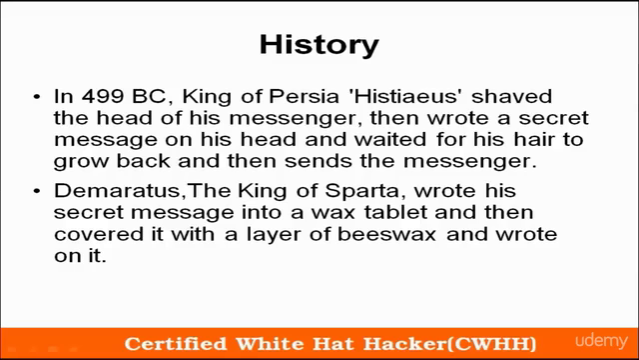Another example was the king of Sparta. He used to have a wax tablet, and he wrote his message inside the wax tablet, covered that tablet again with a layer of beeswax, and then wrote another message on top of it. The message on top was not of much importance, and when the message reached the other side, the person would remove the small layer of beeswax and see the hidden message in the wax tablet.